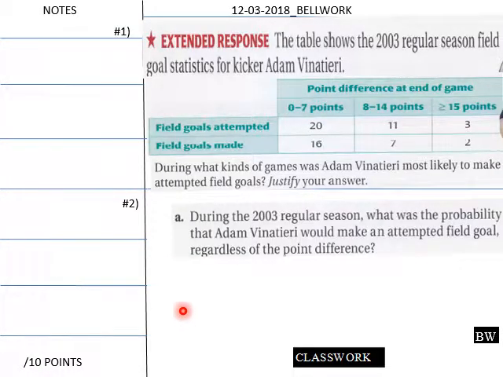This is our bell work today, teachers. We got a table. During what kinds of game was Adam Vinatieri most likely to make attempted field goals? Justify your answer. And A, what was the probability that Vinatieri would make an attempted field goal, regardless of the point difference? So it's a table interpretation. Give your students 5 minutes.